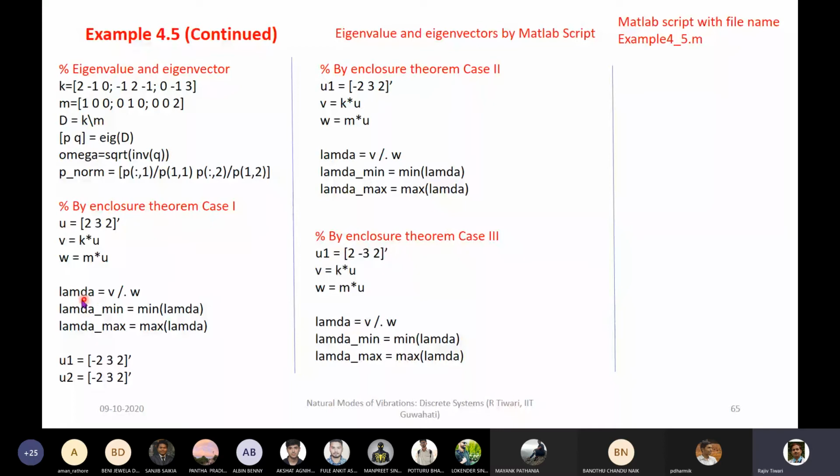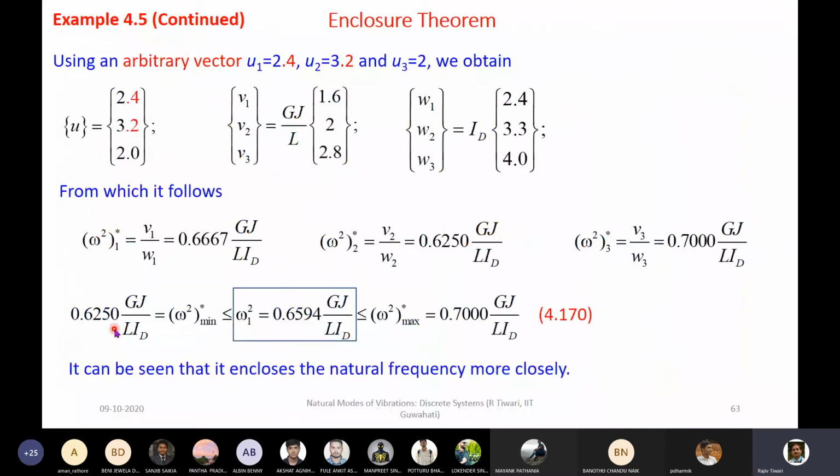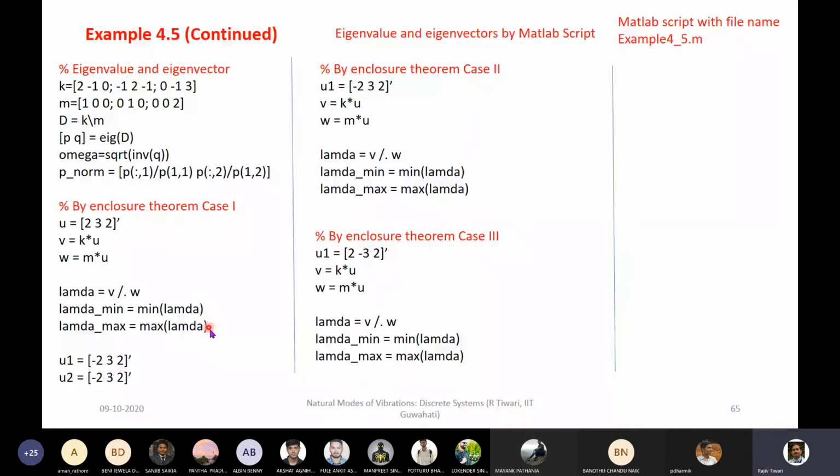We can find out the minimum of this by this command and the maximum from this command. So directly we can get the minimum and maximum lambda as we obtain here. That will enclose one of the natural frequencies, and this is the same as I assumed, so you can get the same answer as we have got earlier.